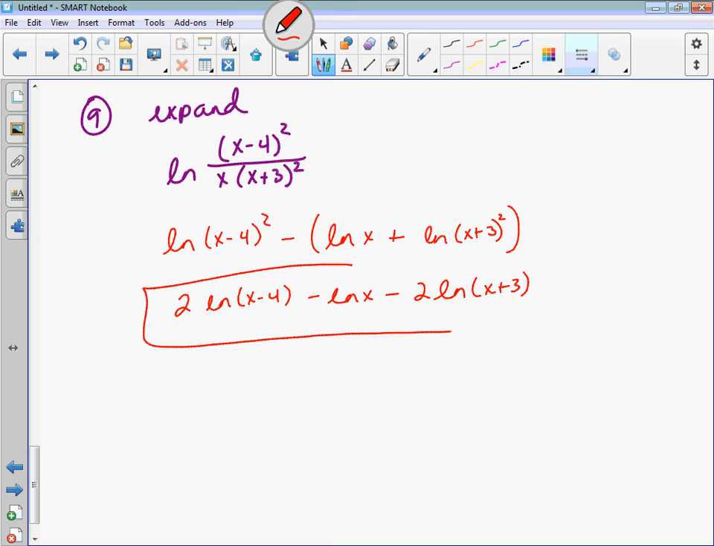Alright guys, let's look at your final answer here. Did you get 2 natural log of x minus 4 minus natural log of x minus 2 natural log of x plus 3? Yes? Uh-oh, Drew. No, you can leave the parentheses there. I would take either answer. It's good to understand both, just because when I tell you to condense, it won't have parentheses in it, but you need to understand that anything that's negative is divided by that sort of thing, okay?